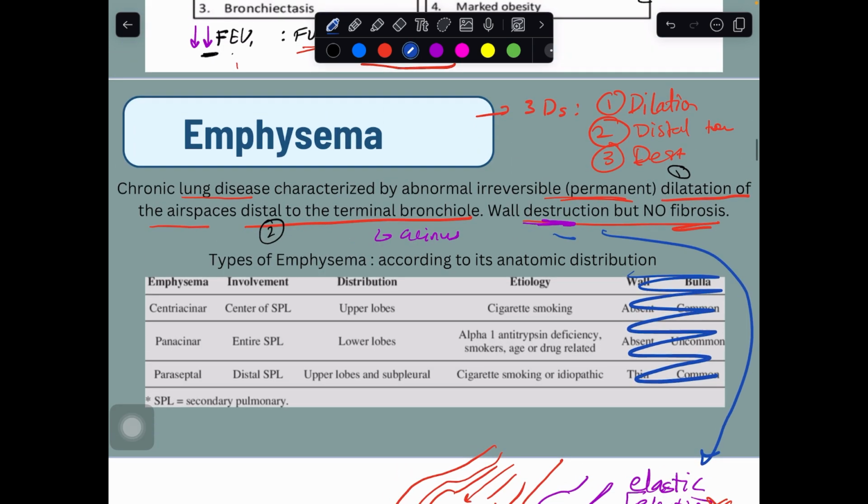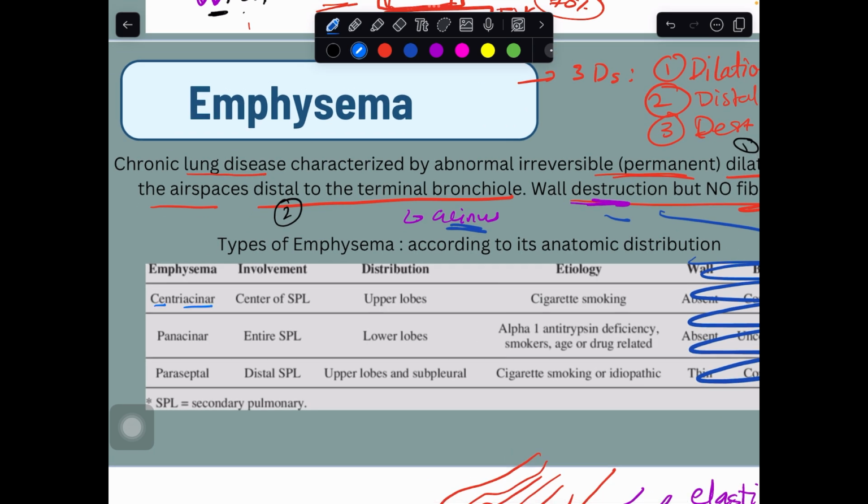Emphysema can be divided based on where the dilation of the air spaces is happening. We mentioned it is in the acinus, but the acinus is a whole region that involves the respiratory bronchioles, alveolar sacs and ducts, and the alveoli itself. So depending on which region of the acinus the dilation is happening in, we can divide the emphysema. The first one is centri-acinar. Acinar, the acinus region, centri, so it is the central region of the acinus.